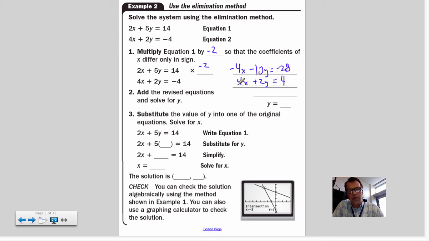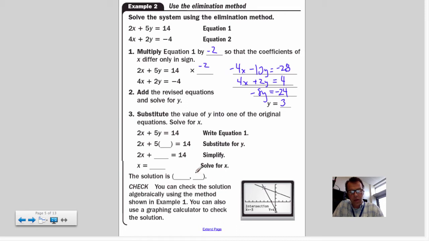And so when I add these two equations together, notice the -4 and the +4 are going to cancel, and that's successful elimination method. -10y plus 2y is -8y. This would be -24. Divide by -8, and my solution is 3 for y. So again, I'm halfway there.